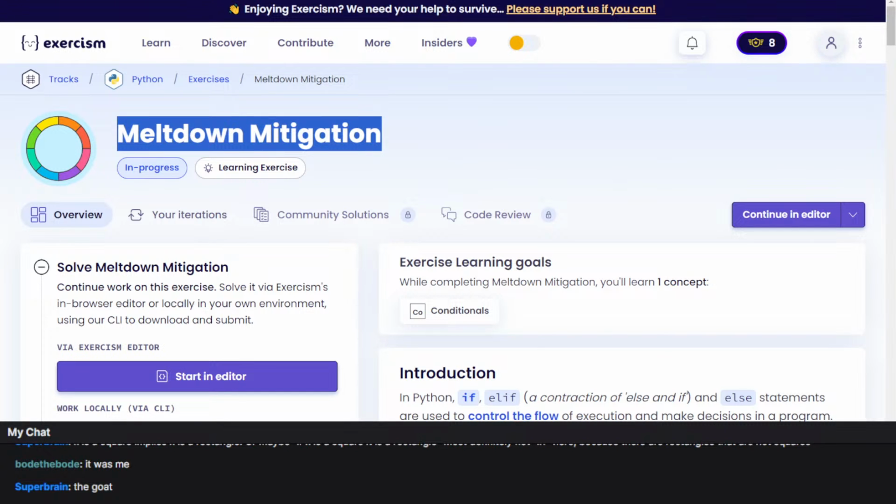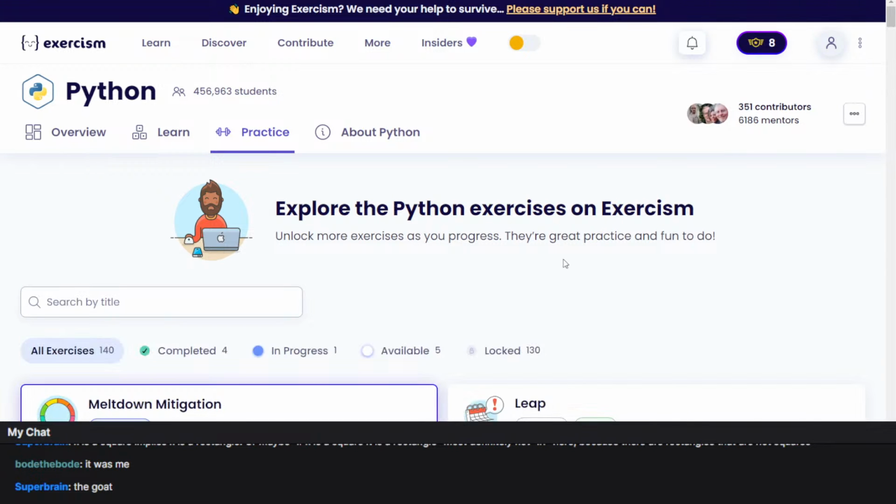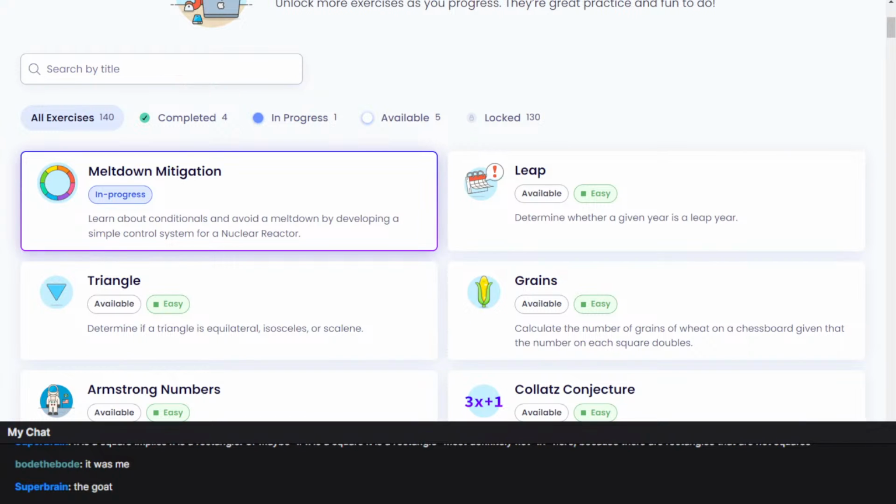Superbrain says the goat. That's why it's called meltdown mitigation, because you're the mitigation, chat is the mitigation. Without that, if I'm just doing this by myself, this exercise is called meltdown. Because the whole time I'm not gonna get anywhere until eventually I reach super critical or whatever, and then the United States doesn't exist anymore.